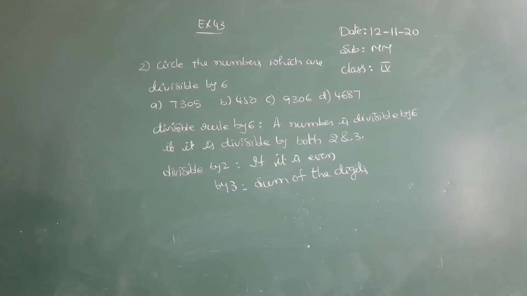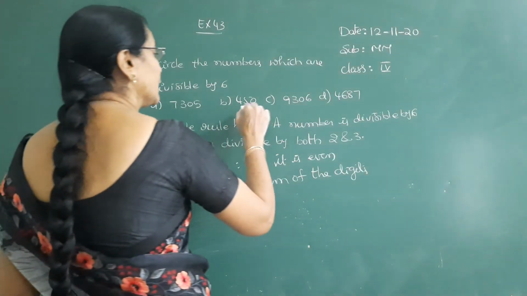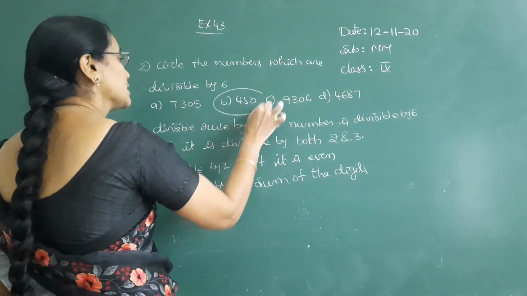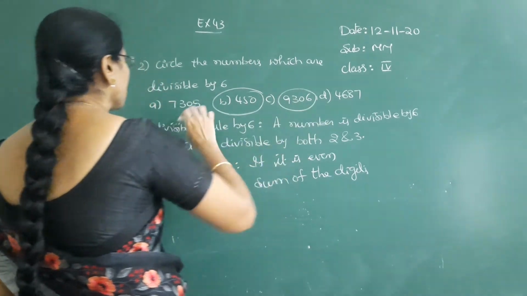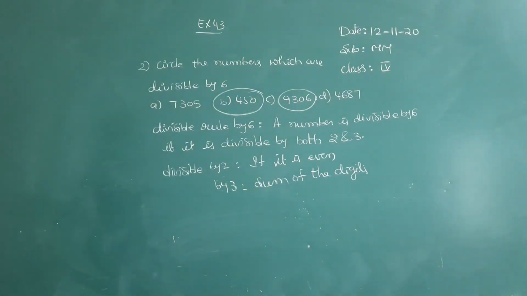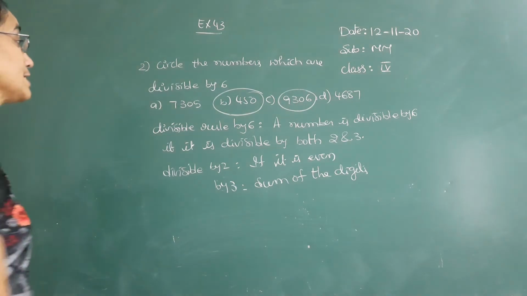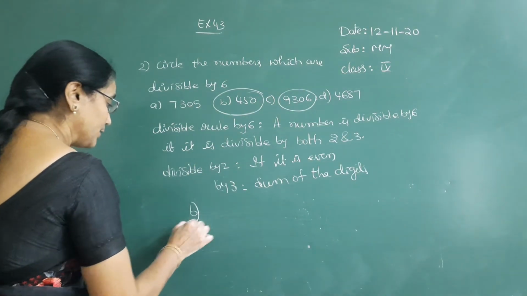Okay. First of all, you have to circle the even numbers in this picture. So this is even and this is even. These two are not divisible by 2, so there is no need to check whether those are divisible by 6. Now you have to check with 3.